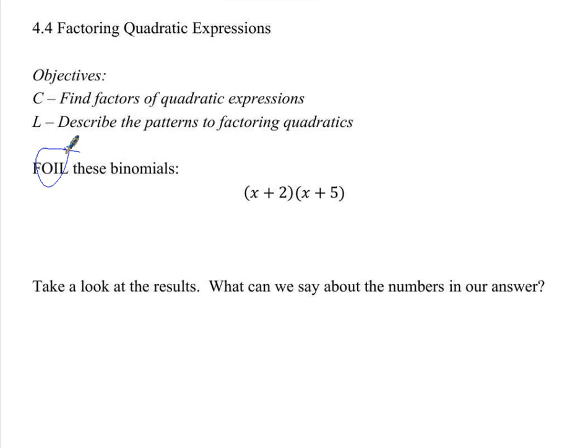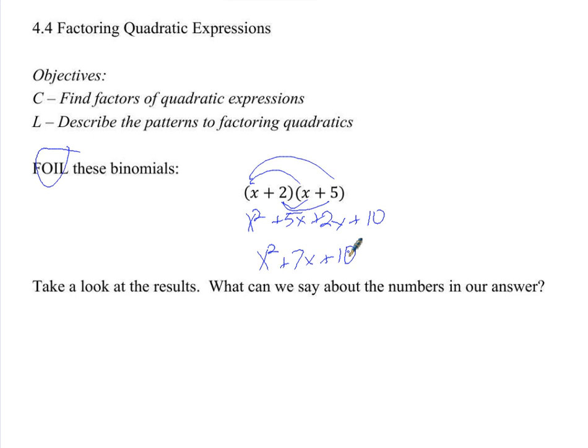So when I say FOIL, what are we supposed to do? You multiply the first two terms together and you get x squared. Then multiply the outside terms together and you get 5x, so plus 5x. Then the inside terms and you get 2x, so plus 2x. And finally, the last terms, 2 times 5 is 10, so plus 10. And then what do we do? Combine like terms, and we wind up with x squared plus 7x plus 10. That's the answer.